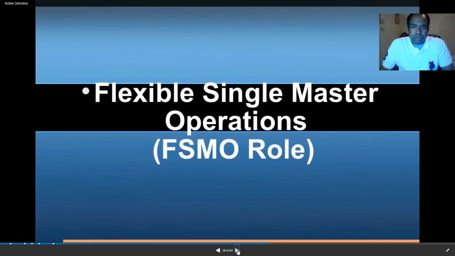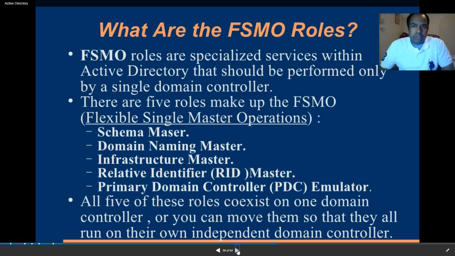Flexible single master operations is very important in Active Directory. So what are the roles? FSMO roles are a specialized service within Active Directory that should be performed only by a single domain controller. There are 5 roles: schema master, domain naming master, infrastructure master, relative identifier master (RID), and PDC, which is the primary domain controller emulator. All 5 of these roles can reside on one domain controller. You can move them so that they all run on their own independent domain controller.